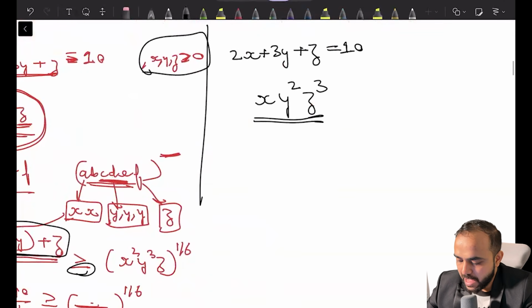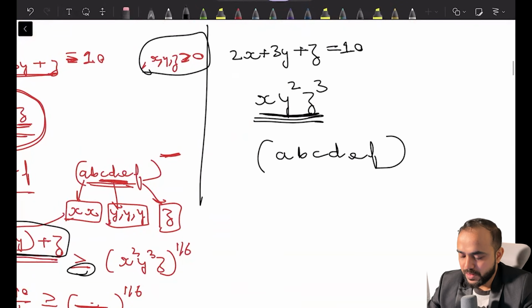In my mind, I have six terms here. I have A, B, C, D, E, F. Now I want one term of x, so that I will tag with A. I want two terms of y because I have y square here. So B and C I will tag to y, and D, E, F I will tag to z.